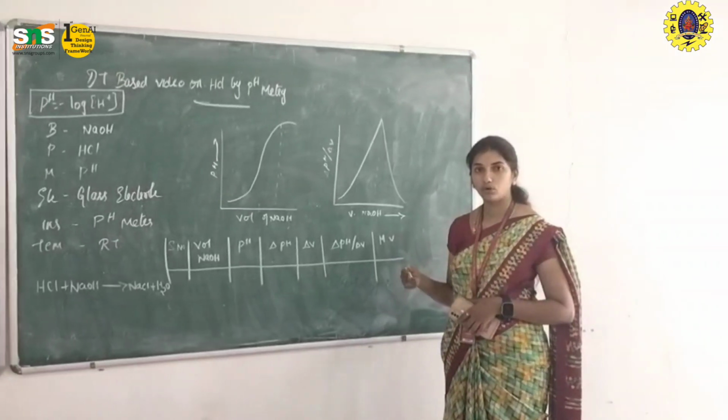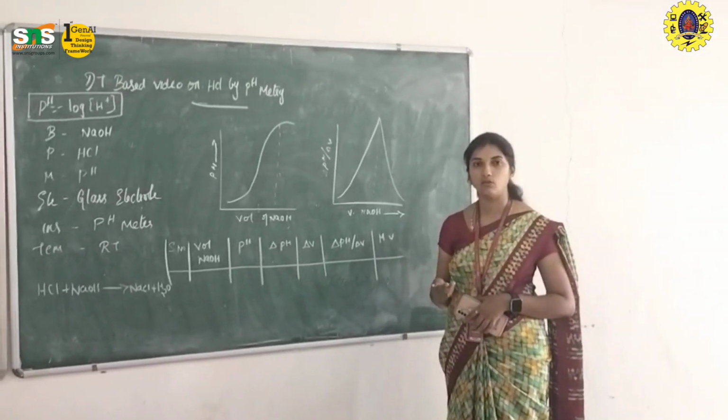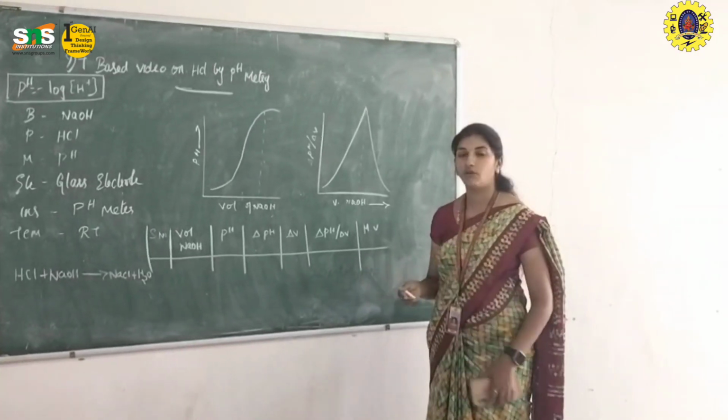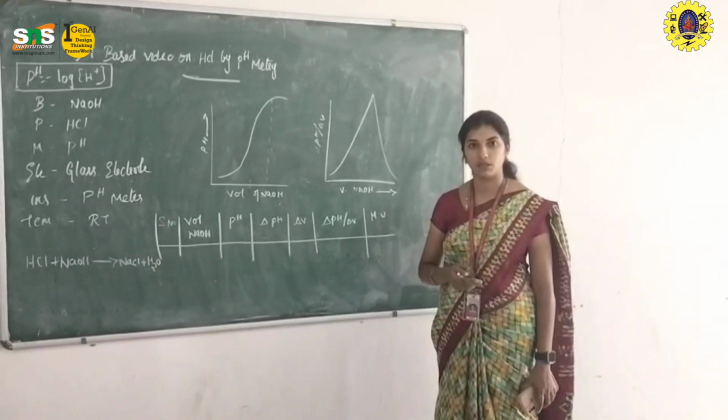So from both the values, the strength of HCl and the volume of sodium hydroxide can be calculated. By using this we can identify the strength of the HCl solution using the pH meter. Thank you.